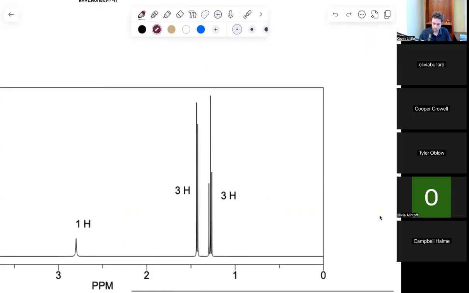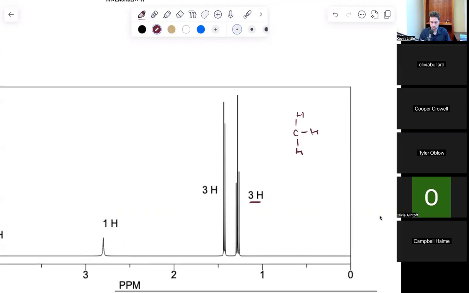So let's say this guy, I start building fragments. This is where things really start to come together. I have a 3 hydrogen carbon. It has to have 2 neighbors because it's a triplet.